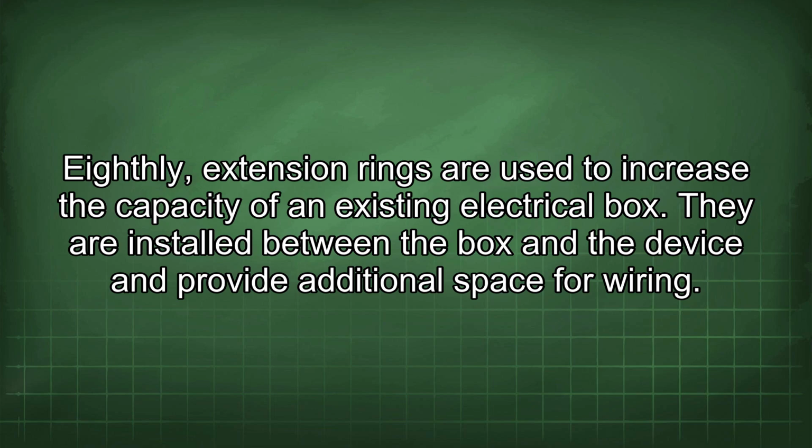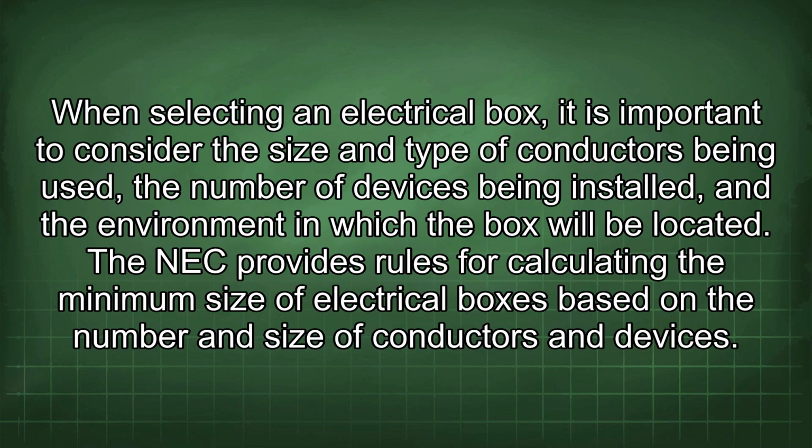Eighthly, extension rings are used to increase the capacity of an existing electrical box. They are installed between the box and the device and provide additional space for wiring. When selecting an electrical box, it is important to consider the size and type of conductors being used, the number of devices being installed, and the environment in which the box will be located.